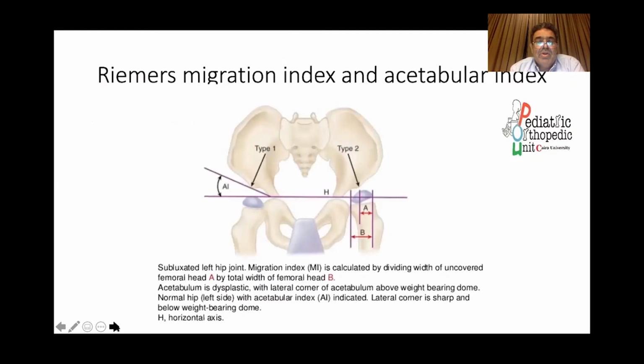This is the Reimers migration index, where we calculate the percentage of the head inside the acetabulum in relation to the whole physeal space. It's subdivided: if it is less than 33%, the head is located in the acetabulum. If it's more than 33%, it's subluxated. If it's more than 100%, it's frankly dislocated.